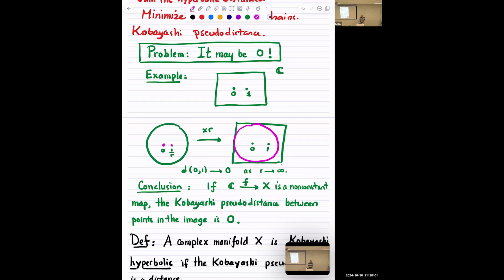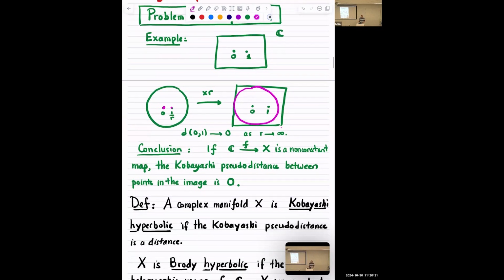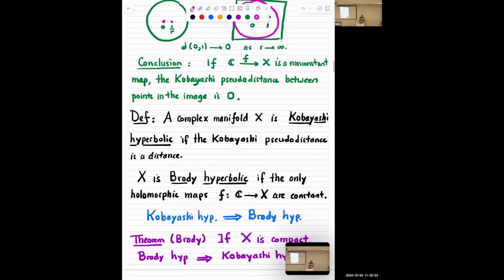Maybe here's the conclusion of what I just explained: if you have a non-constant map from the complex numbers to your manifold X, then the Kobayashi pseudo distance between the points in the image has to be zero, judged by this construction. And then the natural definition is that a complex manifold is Kobayashi hyperbolic if the Kobayashi pseudo distance is actually a distance.